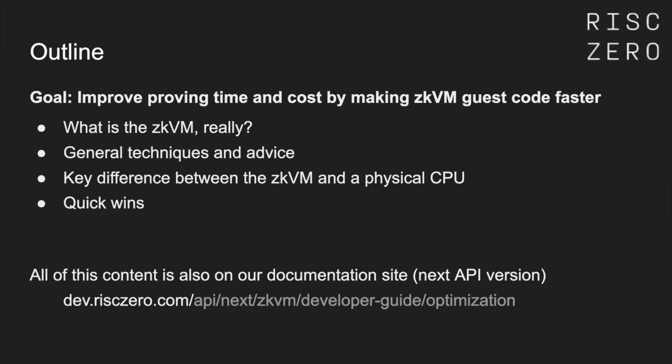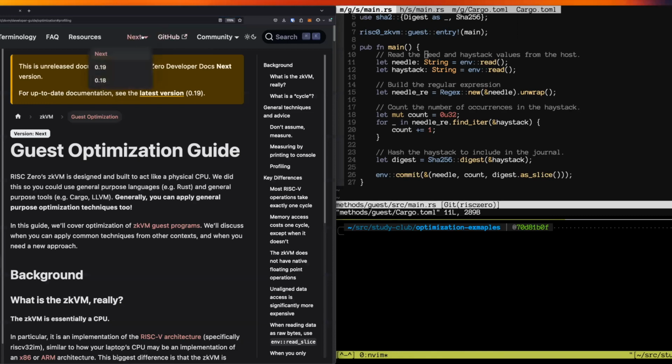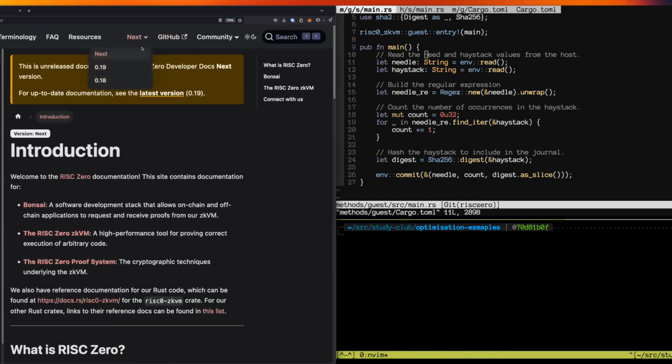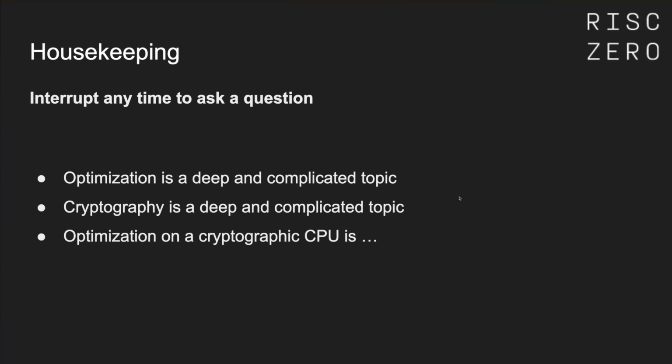All of this content is also available in our guest optimization guide, which is on the documentation website under the next API version. The features will be available in the 0.20 release. But this is a preview, and a lot of the content about the zkVM is applicable today.